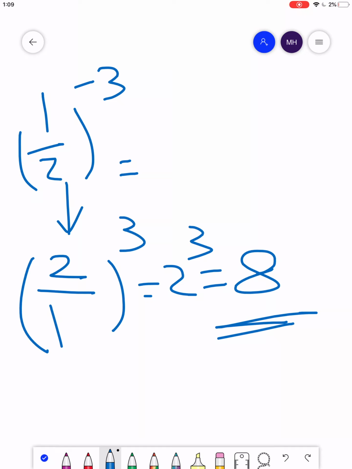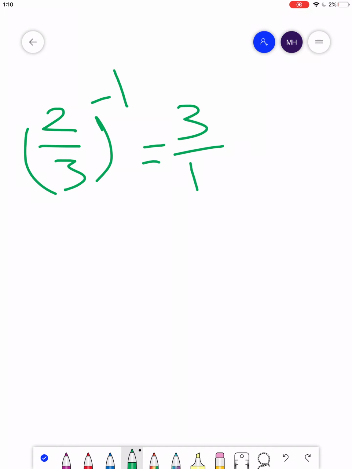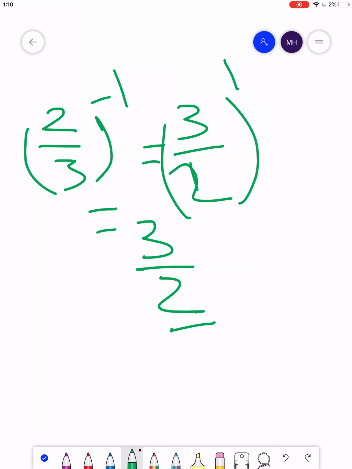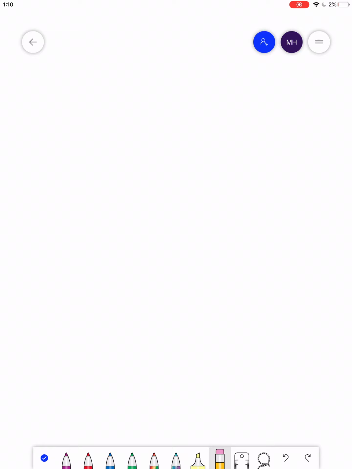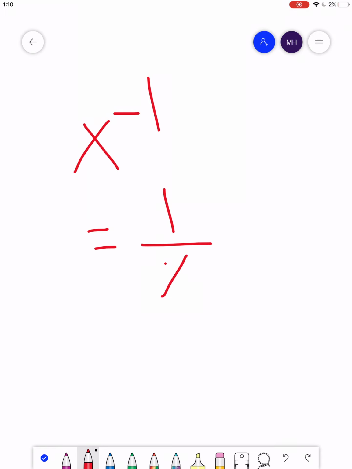I hope this point is clear for you, but I will give more examples. For example, (2/3) power -1 becomes (3/2) power 1 equals 3 over 2. More examples. x power negative 1 equals 1 over x. I flip it. I'm sorry. (1 over x) power 1, so equals 1 over x.